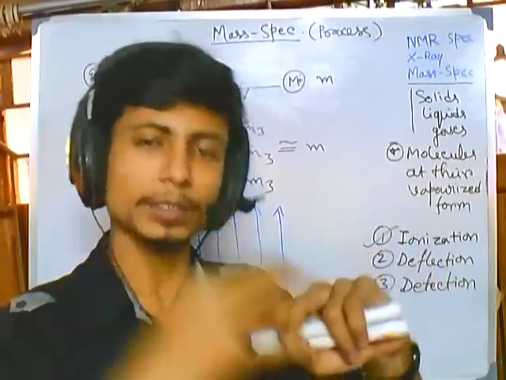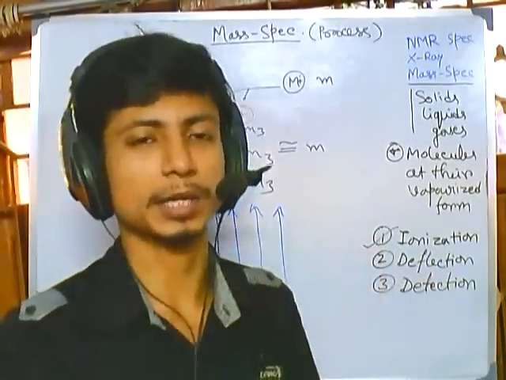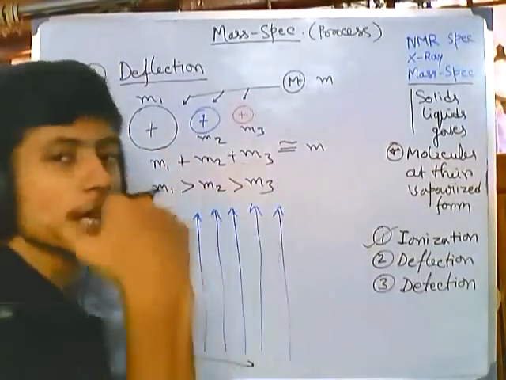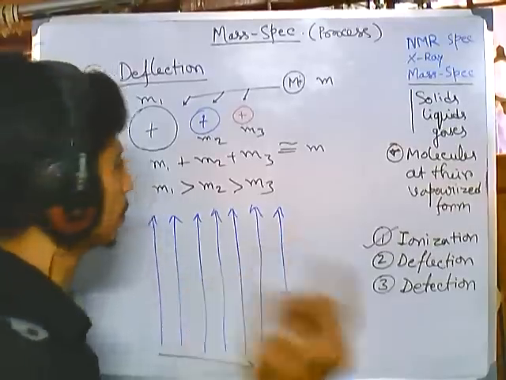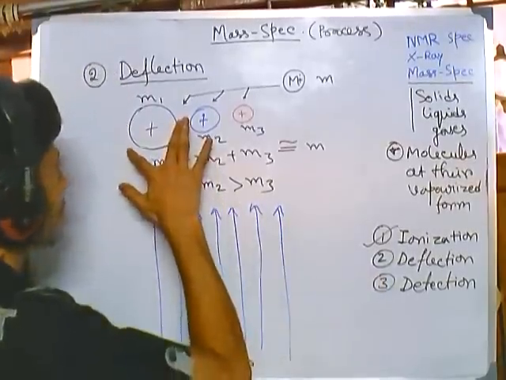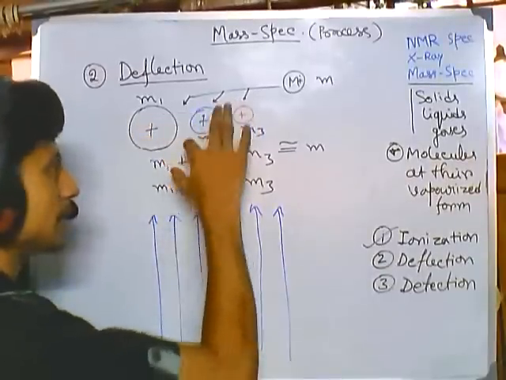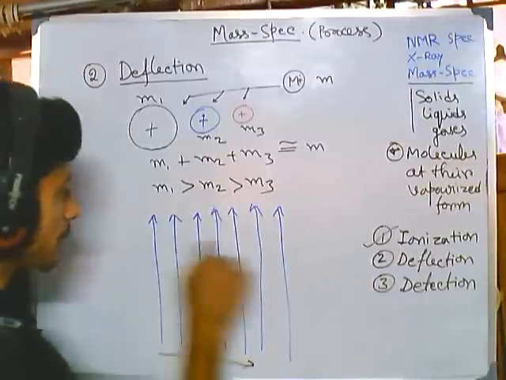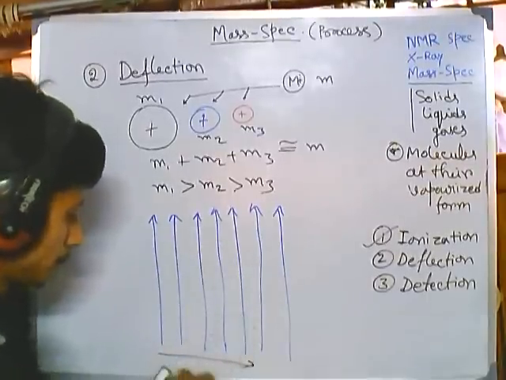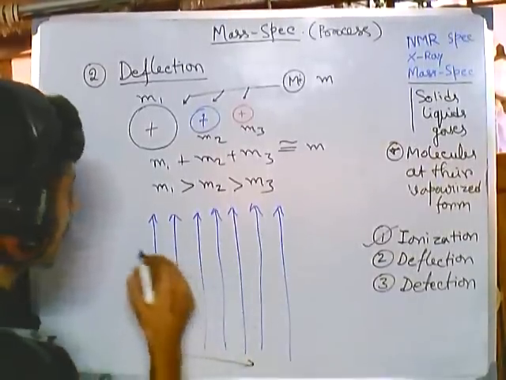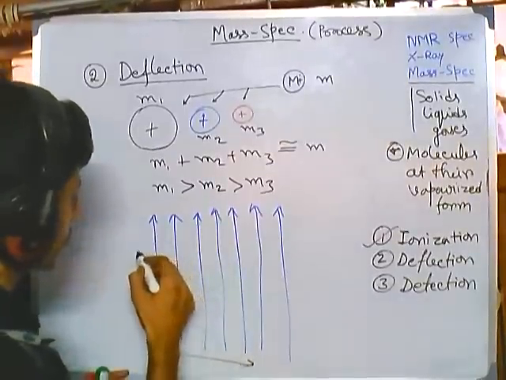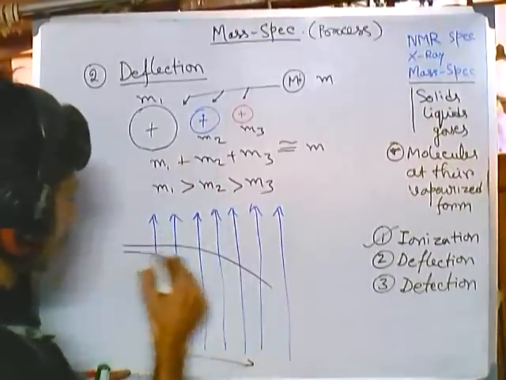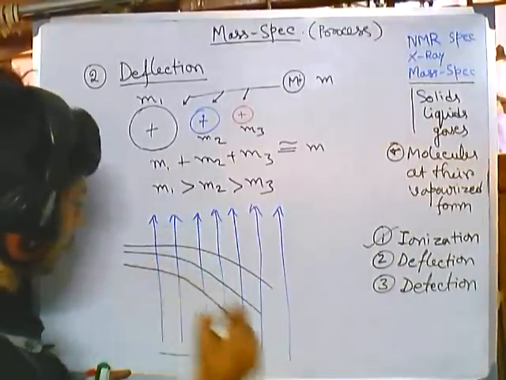Higher mass, it will take much more difficulty to kick it out. So the M1 will be least deviated and M3 the most deviated. This M1 fragment will be least deviated, M2 and M3 more deviated. So if I draw something like that, the movement of M1, say in this direction, will be something like that. For M2 it will be like that, for M3 like that.